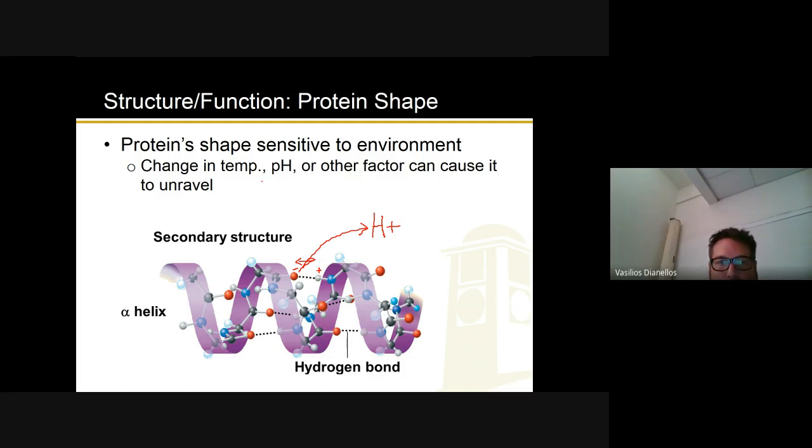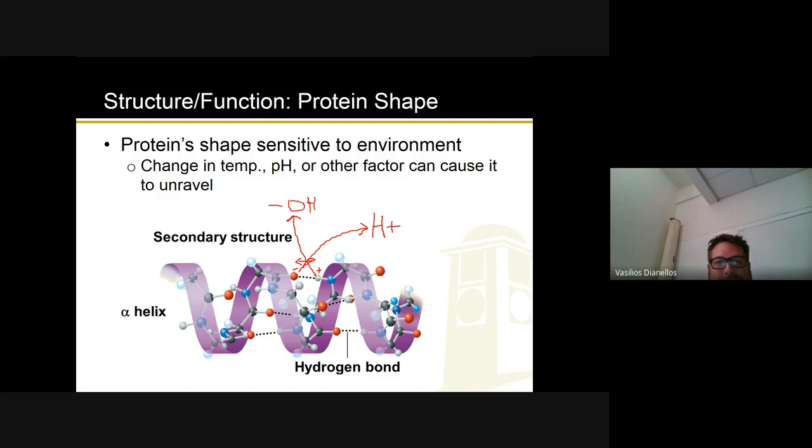And the opposite would be true if you put it in base, right? Because then you have the hydroxide ion, and that's fully negative, right? So this hydrogen here, it's not going to be attracted to this slightly negative oxygen anymore. It's going to be attracted to that fully negative hydroxide ion.